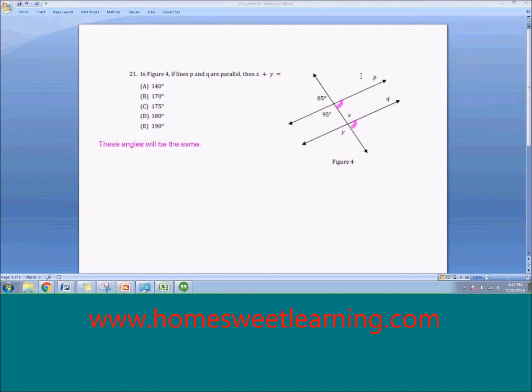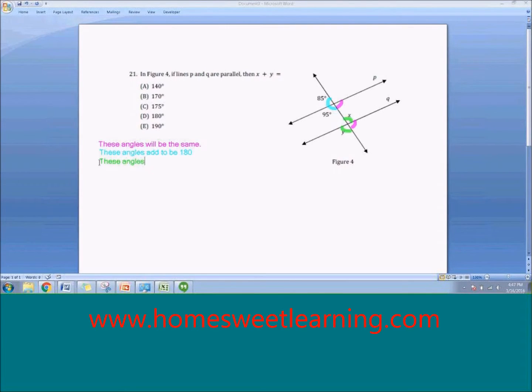Another rule was that these two angles add up to be 180. Did you learn that? Angles add to be 180. And the last thing I want to point out, let's use green, is that this angle and this angle will be the same. Does that ring a bell?